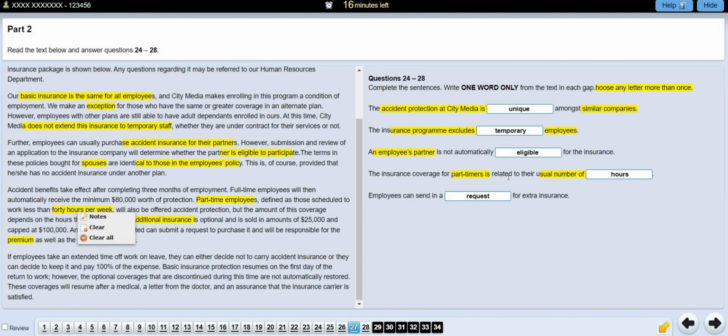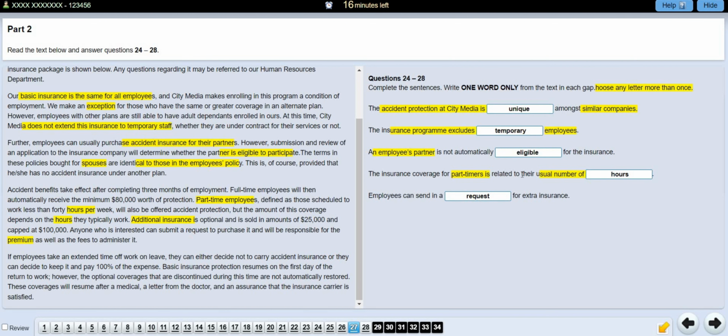Insurance coverage for part-time is usually based on the number of hours. Part-time is defined as scheduled to work less than 40 hours. The amount of the coverage depends on the hours, the typical work. Okay, yeah, here it is. Hours, the typical work. Here is the answer.